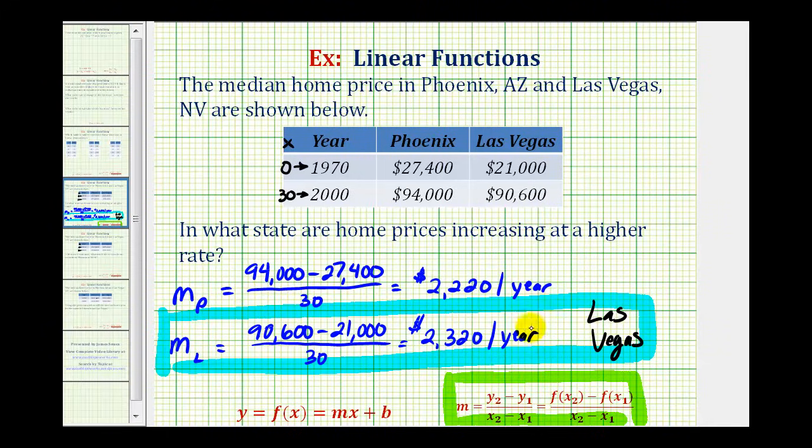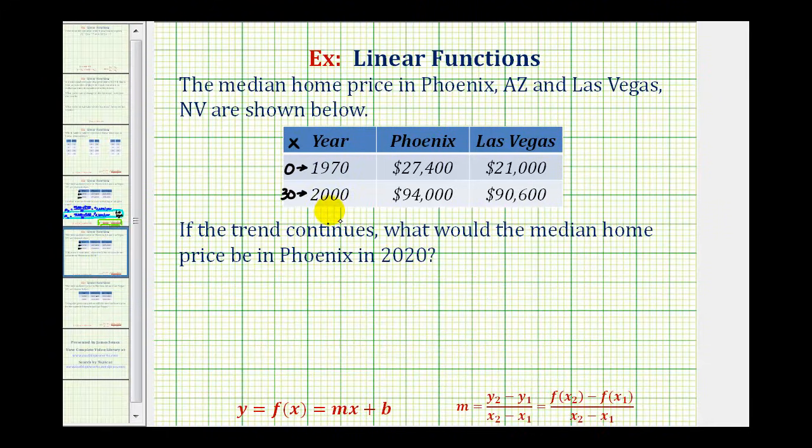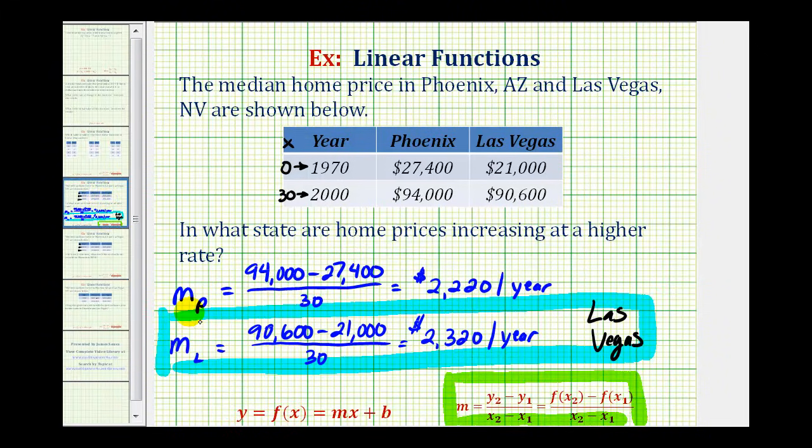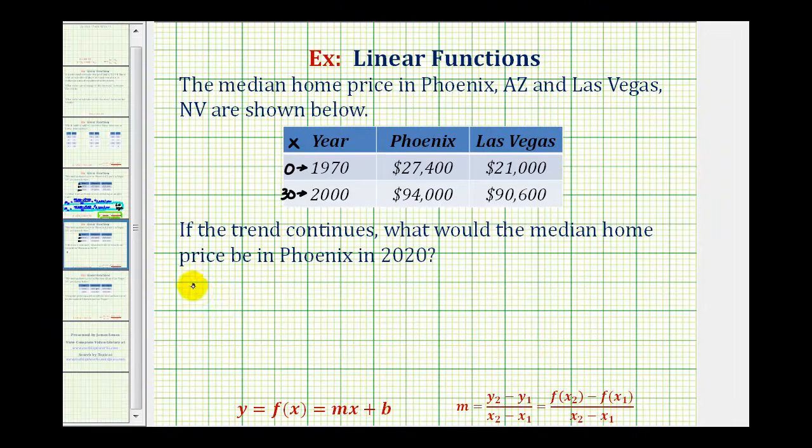Now let's take a look at another question. If the trend continues, what would the median home price be in Phoenix in 2020? To answer this question, we are going to assume the increase in median home price can be modeled using a linear function. So going back to our previous example, the rate of change, or the slope for the linear function for the increase in the median home price for Phoenix, would be 2,220. So if our slope is equal to 2,220, we know m.